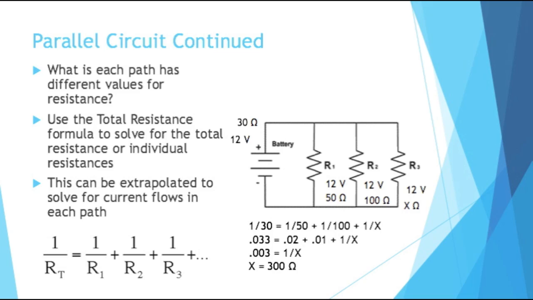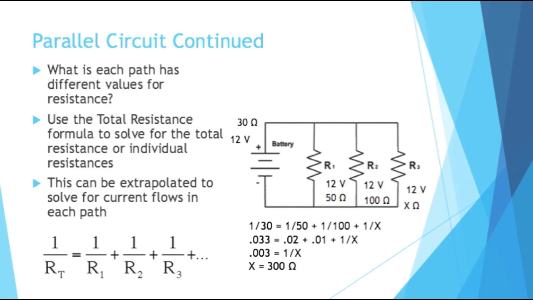1 over the total resistance equals 1 over each individual resistance added together separately. So 1 over the resistance of the first resistor plus 1 over the resistance of the second resistor, and so on and so on, will add up to be 1 over the total resistance.